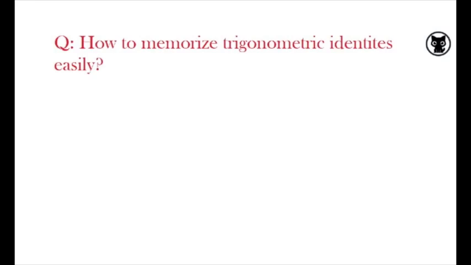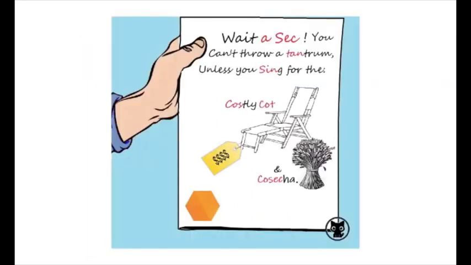Hey guys! In today's video, we'll be going over a simple way to memorize trigonometric identities. To do so, we first must remember this phrase. Wait a sec, you can't throw a tantrum unless you sing for the costly cot and cosecha. The letters highlighted in red represent the trigonometric functions: secant, tangent, sine, cosine, cotangent, and cosecant respectively.